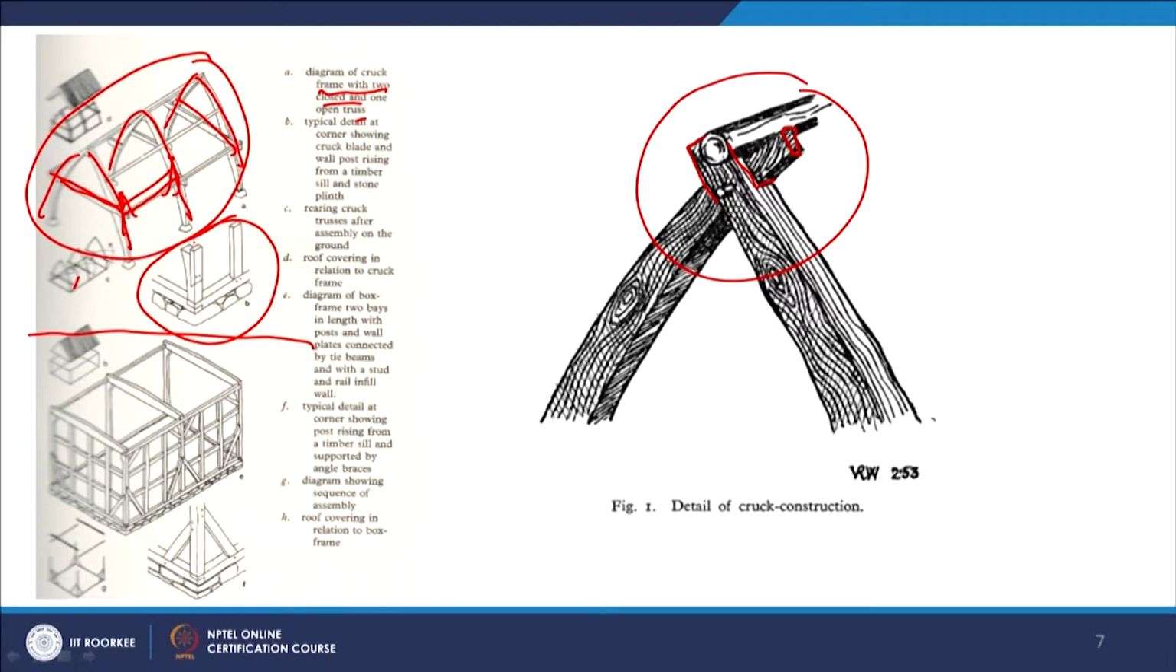And then from it again the cruck starts moving on to the other direction. So in the box type constructions, what you see here are the box frames. Here you can see the kind of two bays in length, and wall plates are connected by tie beams, and you have these cross bracings which actually hold these frames, which is very common.